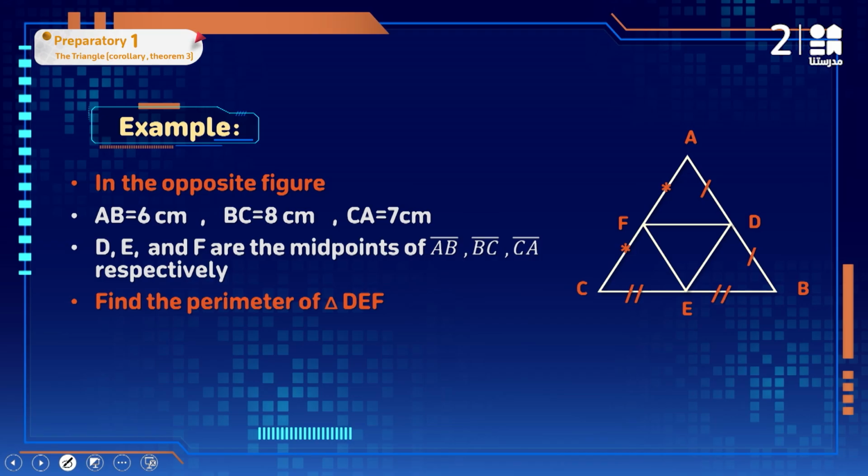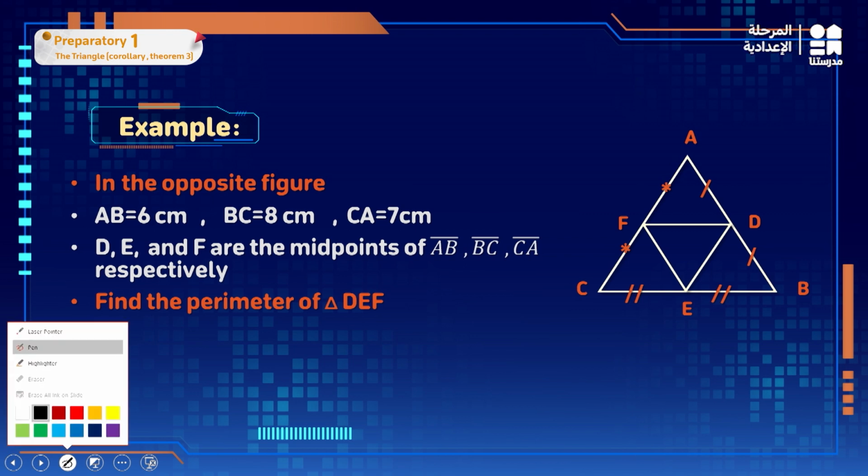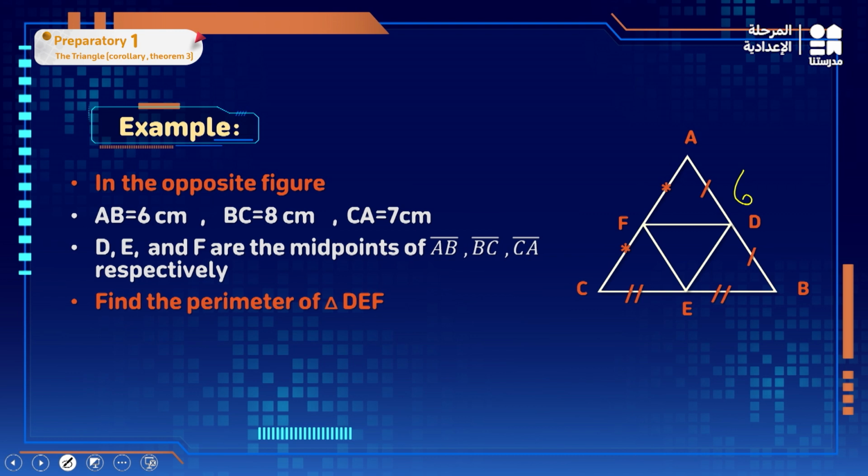Okay, then another example. In the opposite figure, AB equals 6 centimeters, BC equals 8 centimeters, and CA equals 7. D, E and F are midpoints. In order, take them in order. D is for AB, E is a midpoint of BC, and F is a midpoint of AC. Find the parameter of the triangle DEF.